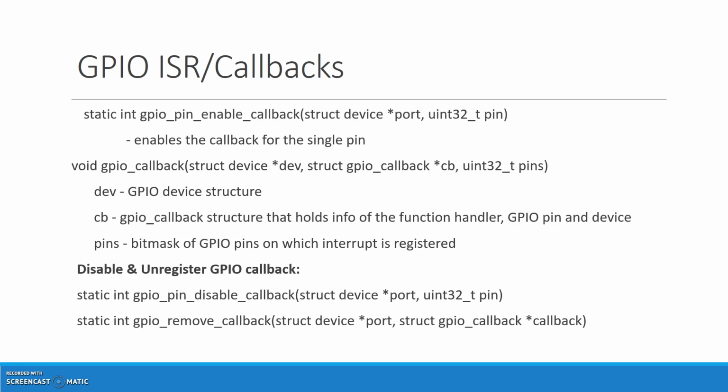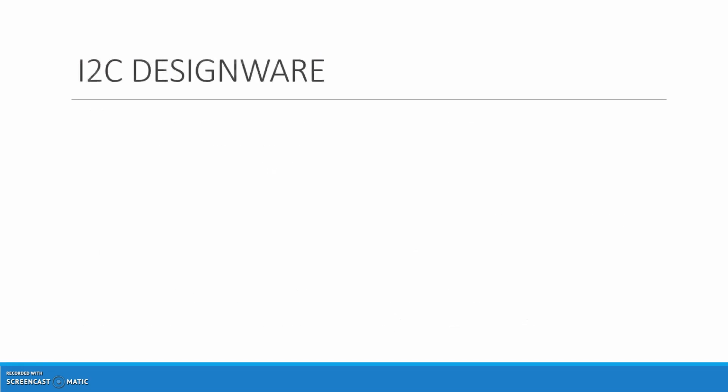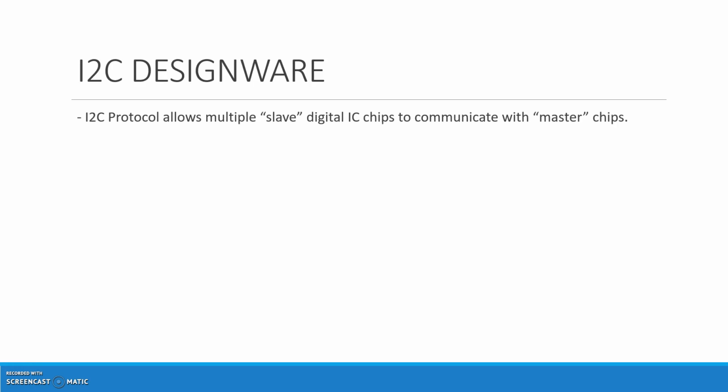Alright. Now we're going to move on to the next topic, I2C designware. I2C comes into the picture whenever we want to communicate or transfer data between a slow device and a high speed device. We know that all devices will not have the same speed, so one may be slower than the other. We don't want the fast device to slow down.